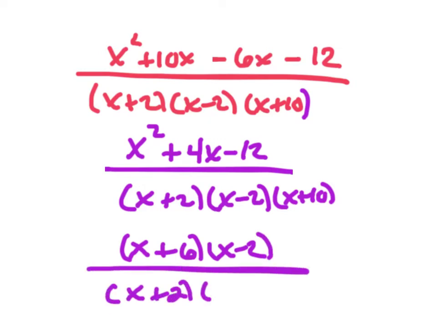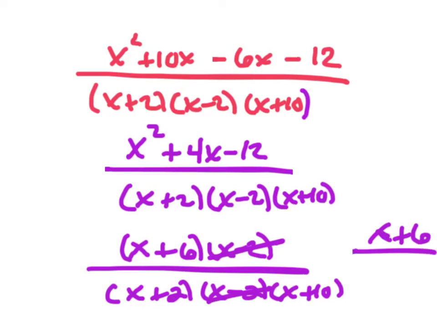And you should see that the x minus 2's are going to cancel nicely. So my final answer is just the x plus 6 over the x plus 2 and x plus 10. And sorry, I'm squeezing it in there.